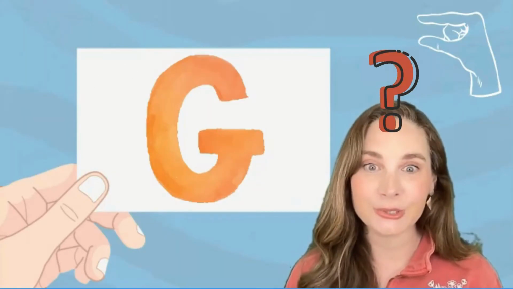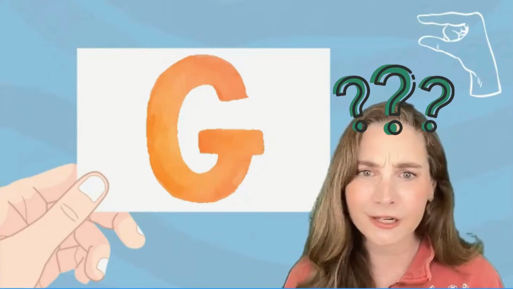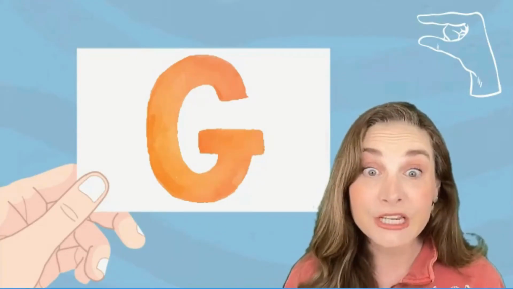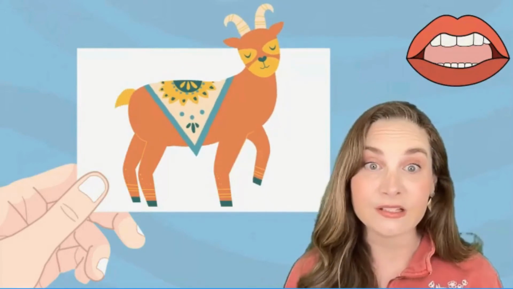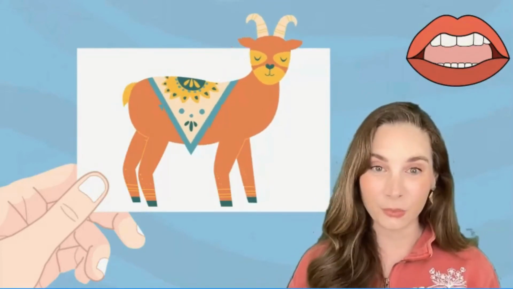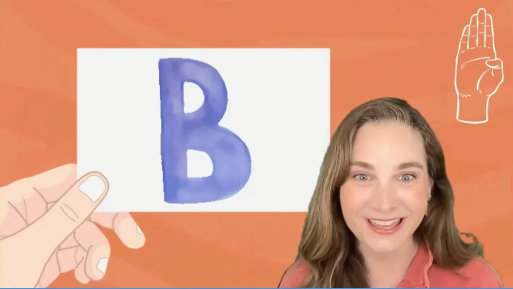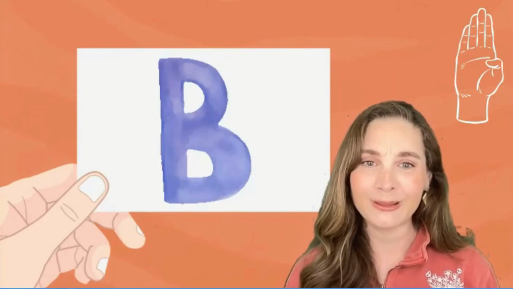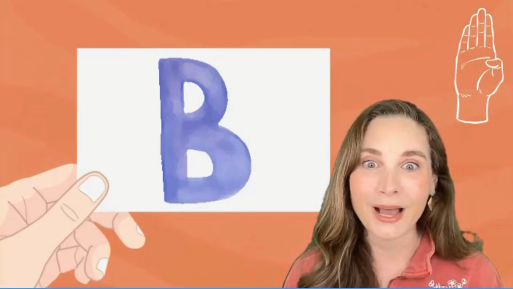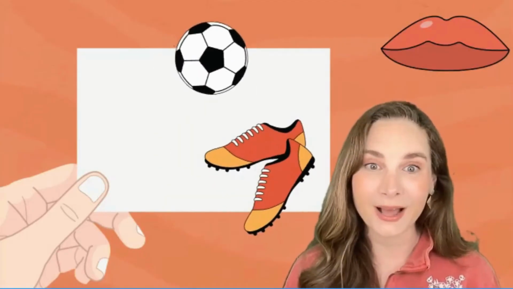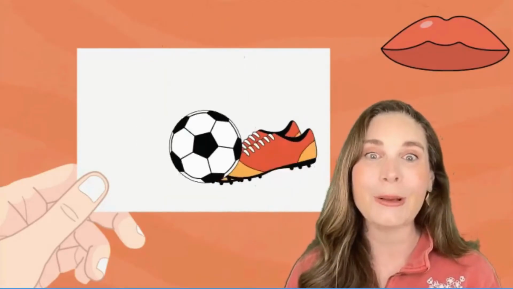This is the letter G. And what does the letter G spell? The letter G spells G, like in the beginning of the word goat. This is the letter B. And what does the letter B spell? The letter B spells B, like in the beginning of the word ball.